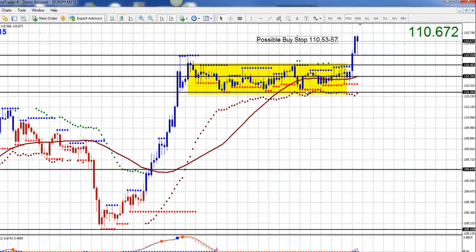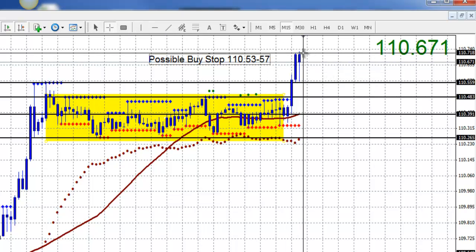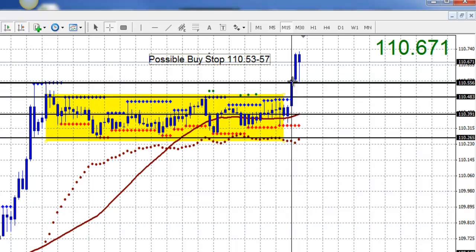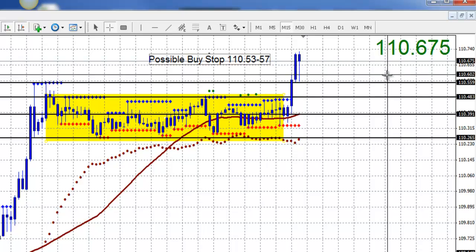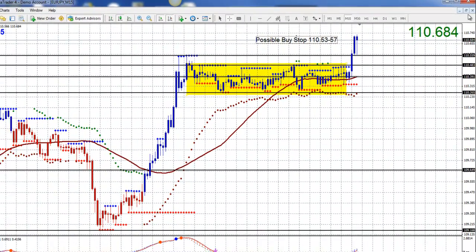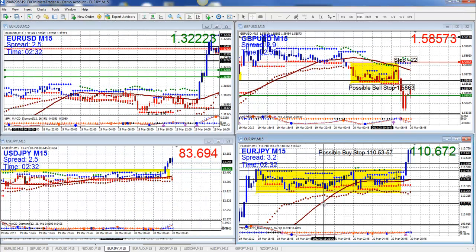Okay, so I typed it in here. Possible entry there would be anywhere between 110.53 to 57. And you can see that the Euro yen went up as high as 110.71, and bullish. It's a bullish flag. So anyway, the only reason is I didn't want too many trades open. So 3 trades today, all successful.